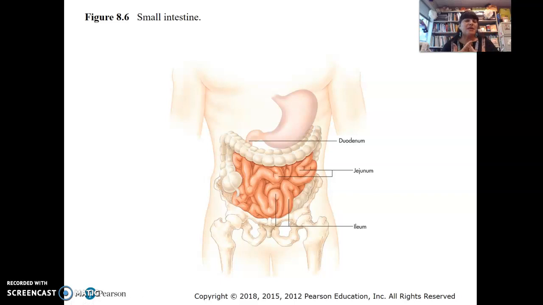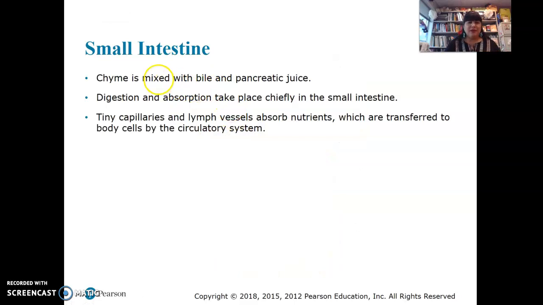Okay, if you've ever vomited, you know how it burns and it's yellow and you're like, what is that? Well, it's the stuff that was added in the stomach and it went back up. So when it comes down this way, which it normally does, that's the chyme. And those secretions are going to be added to the chyme. So the chyme, there it is, mixed with bile and pancreatic juice.